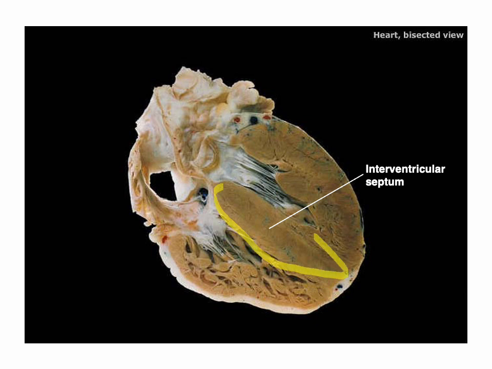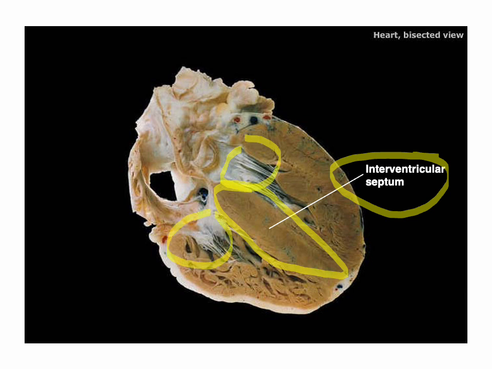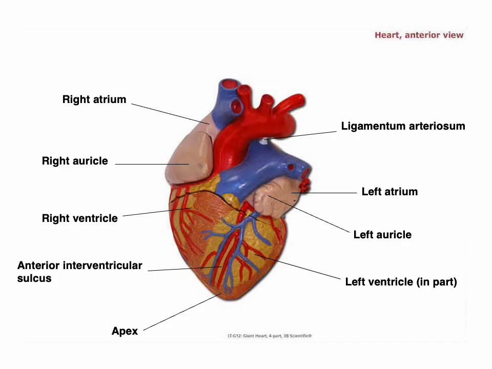This chunky part here is the interventricular septum. This one on the left side will be the bicuspid valve, and this one on the right side will be the tricuspid valve. Right atrium, and this side will be the left atrium. All right, here, very easy peasy, right auricle, which is the same thing as atrium. We have the left atrium.